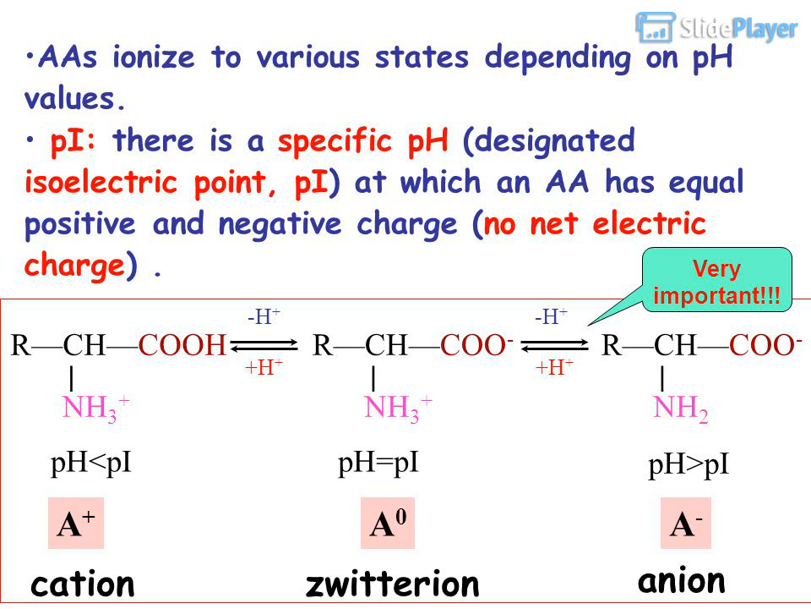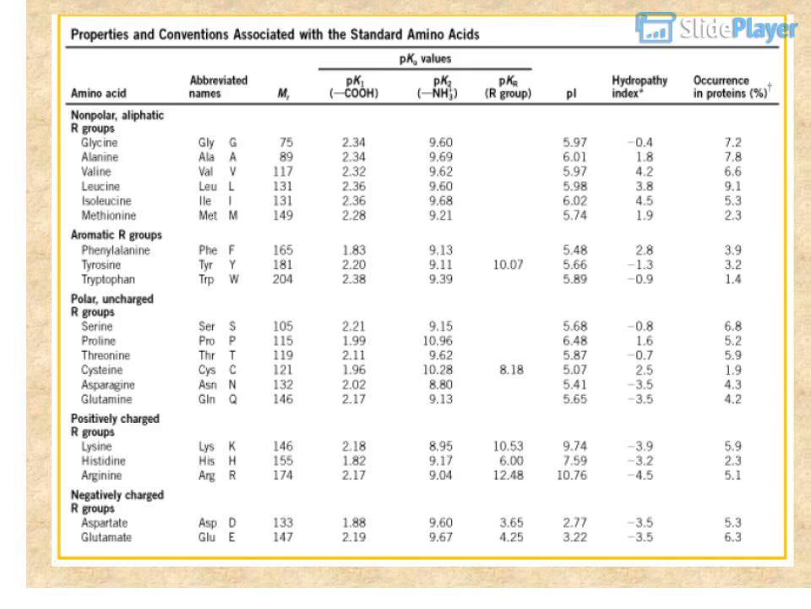R-CH(COOH)-NH3+ to R-CH(COO-)-NH3+ to R-CH(COO-)-NH2, with H+ gained or lost. pH below pI, pH equals pI, pH above pI. A+, A0, A-: cation, zwitterion, anion.